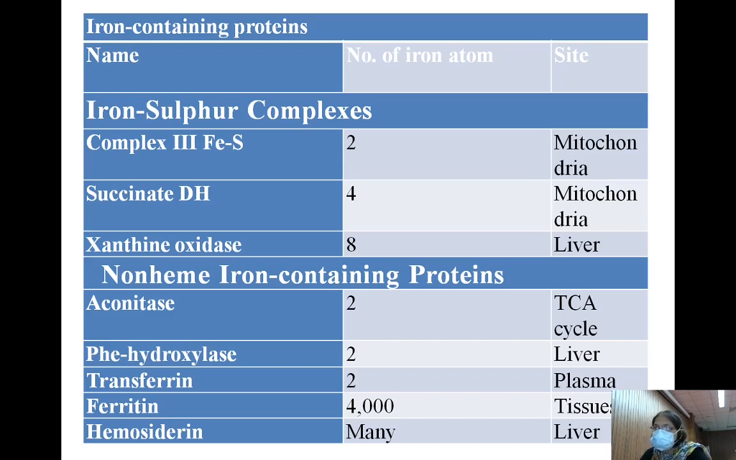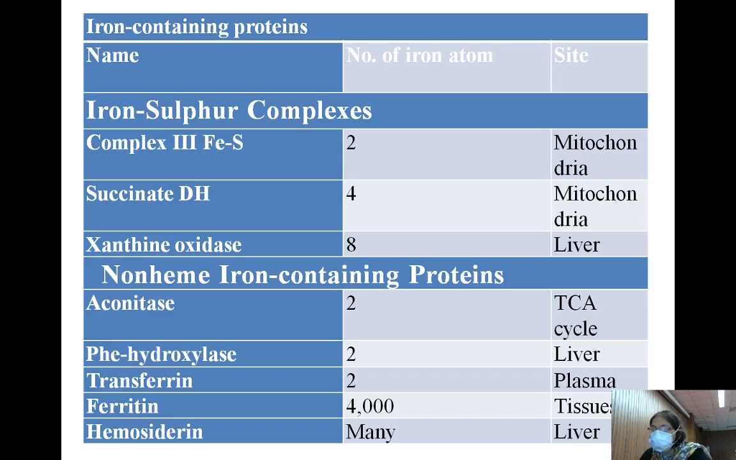Xanthine oxidase is responsible for purine metabolism. Purine is metabolized by xanthine oxidase, and ultimately the product of purine metabolism is uric acid. Here also there are iron sulfur complexes, and the number of iron atoms is 8. It is present in the liver. It is a non-heme iron containing protein.